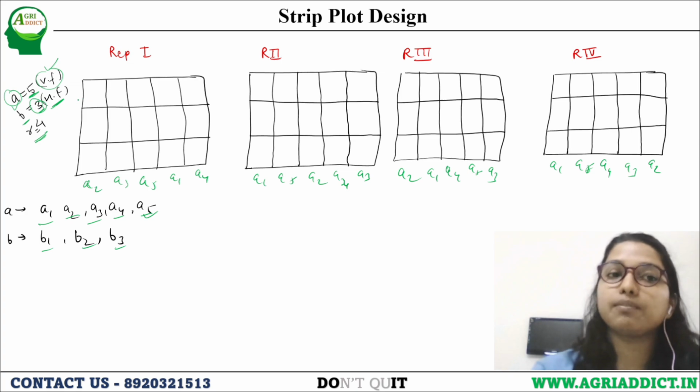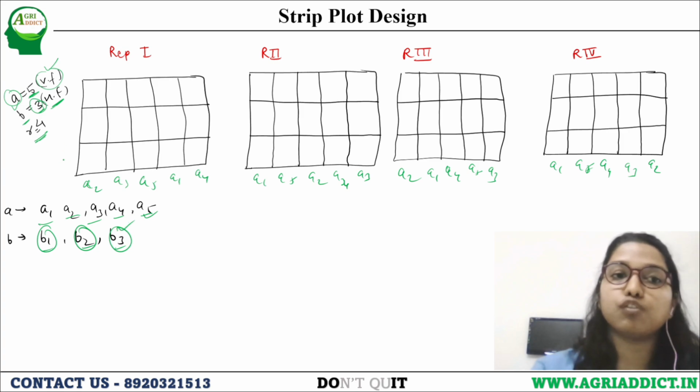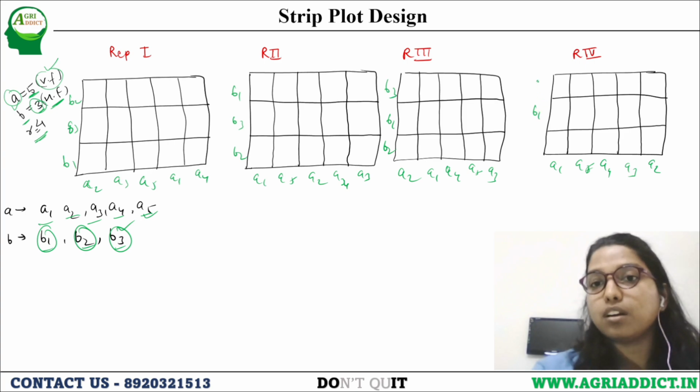Now we have to arrange the horizontal factor, which is B. Three horizontal levels of the B factor are there, that's the horizontal factor. So we will randomly arrange B2, B3, like that. B1, B3, here we are arranging B2, B1, B2, B3, similarly B1, B2, B3.